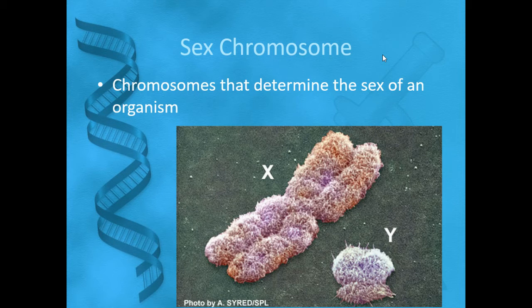The sex chromosome, these are the chromosomes that determine the sex of an organism. There's an X or a Y. If you have 2 X's, you're considered a female. If you have an X and a Y, that would be a male. And you can notice that there's a huge size difference between X's and Y's. And as we get into the notes, I'll explain why that is.